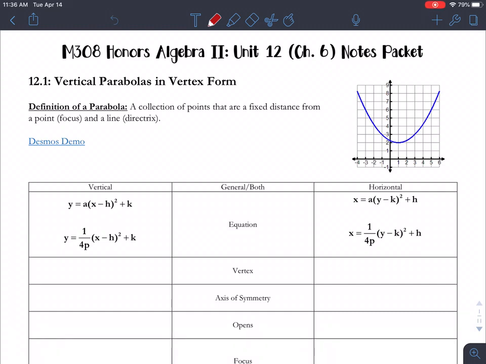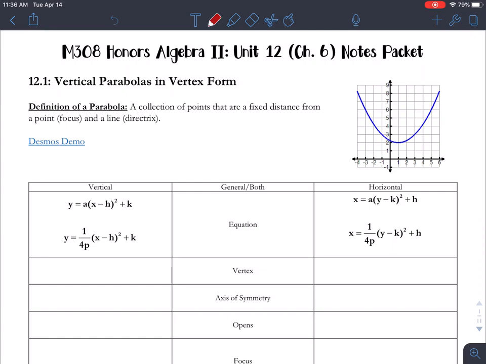We're going to be starting out with 12.1, vertical parabolas in vertex form. Good thing about this chapter, it starts off with parabolas, which you already know how to graph. So for the graphing part, 1a, 3a, 5a, finding the vertex, it's going to be pretty similar to what we've done in the past, so that will be good.